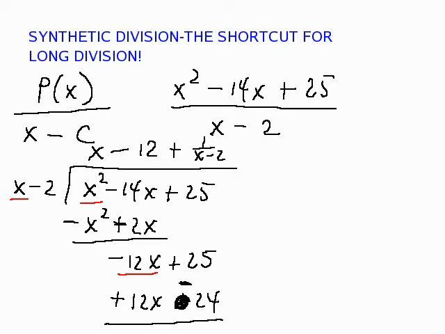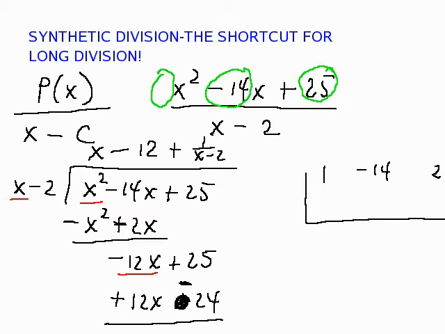Now let's do it the synthetic way, the shortcut, when we can get away with it. I'm going to write a division symbol upside down here, and put in 1, negative 14, and 25. Notice these are the coefficients in descending order: there's 1x squared, there's minus 14x, and there's 25. These are the coefficients of the polynomial P of x, the top part, in descending order.